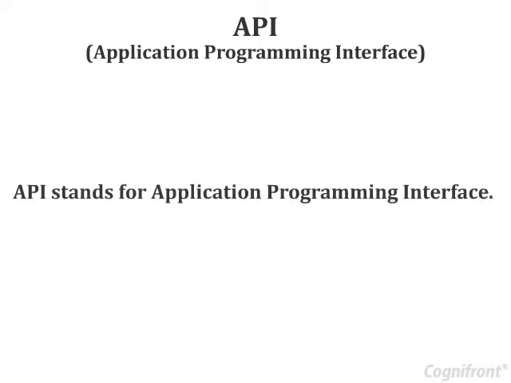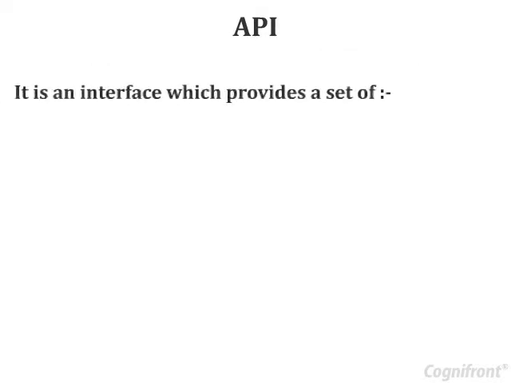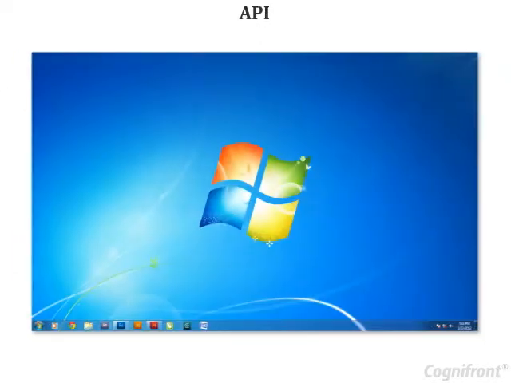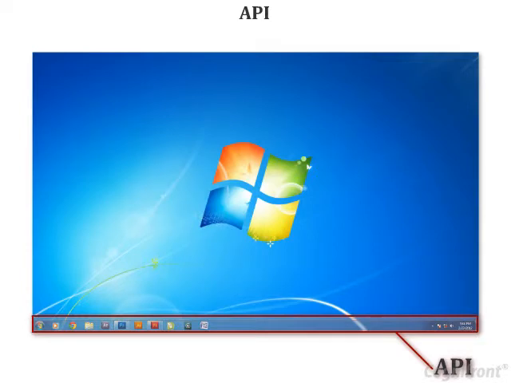API stands for Application Programming Interface. It is an interface which provides a set of predefined subroutines, functions, and classes that can be reused. Operating systems provide the API on which almost all the applications are dependent.